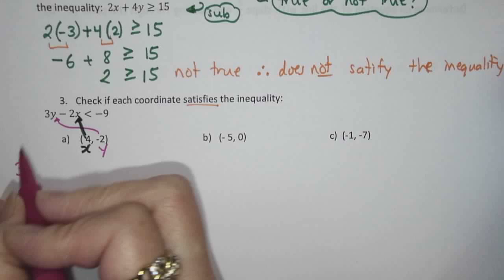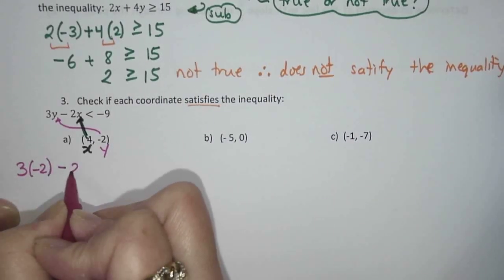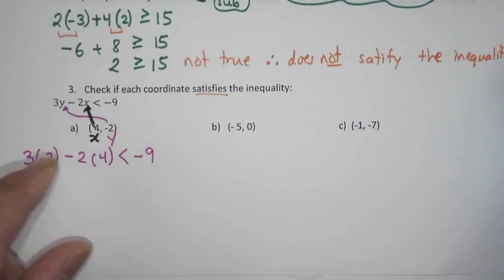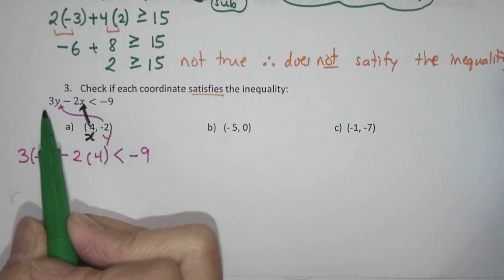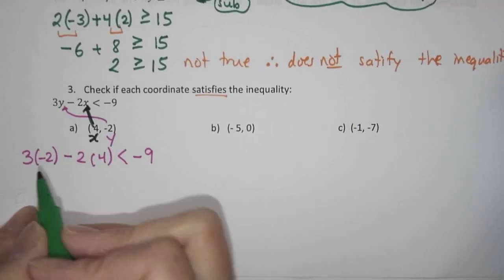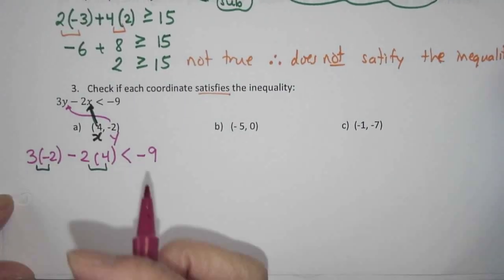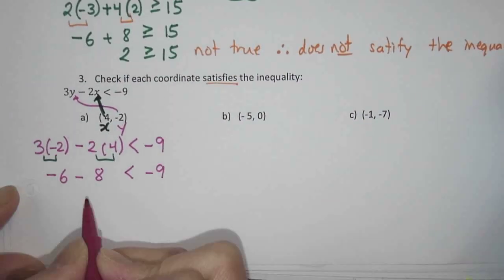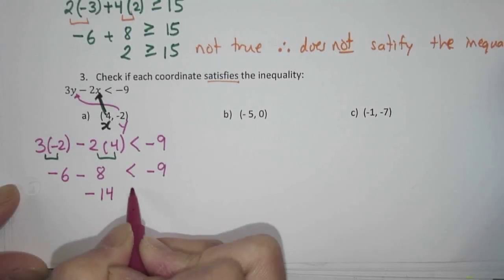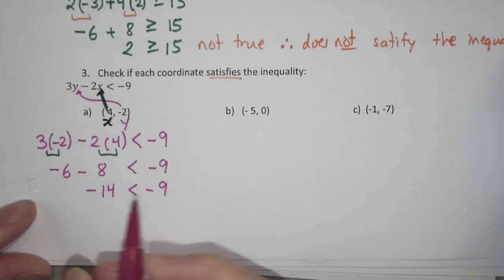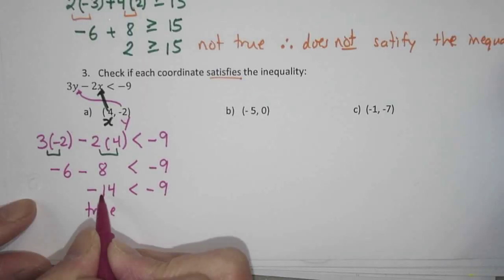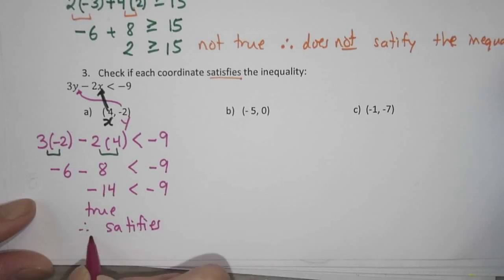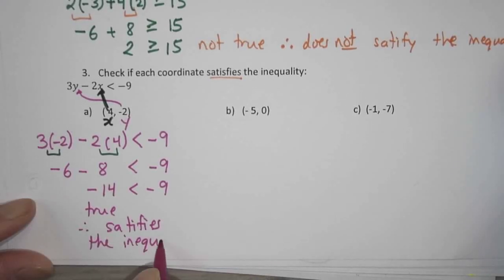So this will be 3 times negative 2 minus 2 times 4. Just be careful that you're actually reading the letters: x is this one, y is this one. So 3 times negative 2, order of operations, gets me negative 6 minus 8. Is that less than negative 9? Add those to get negative 14. Is that true or not true? True, negative 14 is less than negative 9, so therefore it satisfies the inequality.